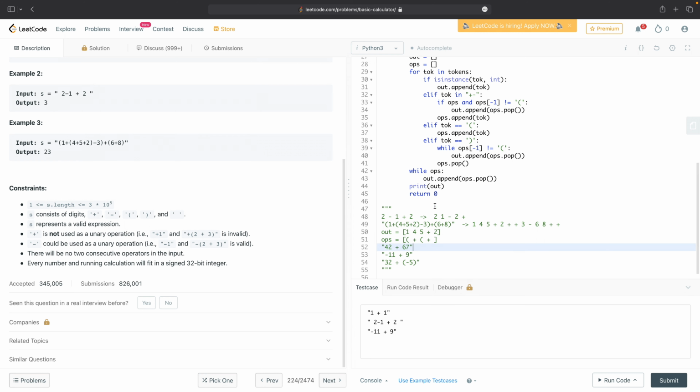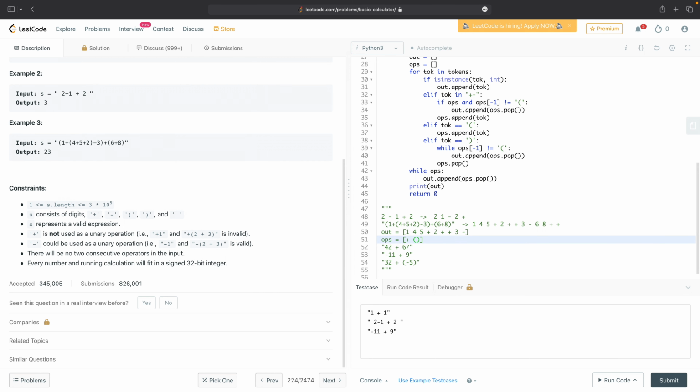I see a closed paren, so that means I'm going to move the plus over. And then I've reached my open bracket, so I'm going to remove that. I see a minus, so I'm over here. I'm going to move the plus over and push the minus onto the op stack. I see a 3, so I'm going to push the 3 straight onto the out. Then I see the closed paren, so that means I'm going to move the minus over and clear this open paren. I see a plus.